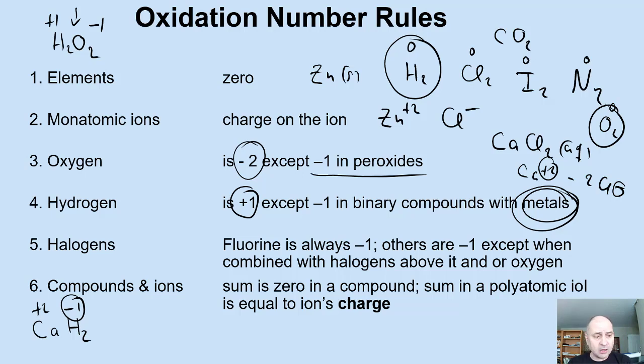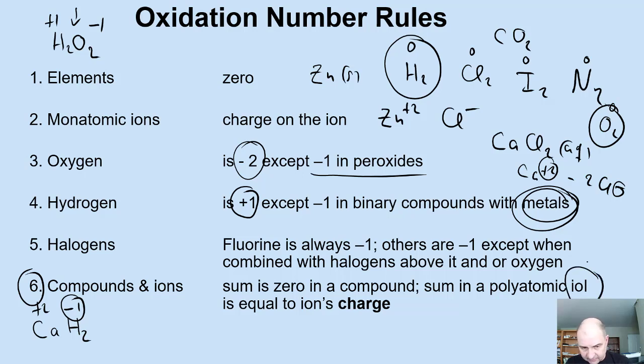Rule 5 is not all that important, because if you have something like fluoride or chloride, it's usually bound to another metal, and we can determine that. So the halogens actually have a whole array of different charges, but the really important one is number 6. It's the sum is 0 in compounds, and the sum of polyatomic ions.